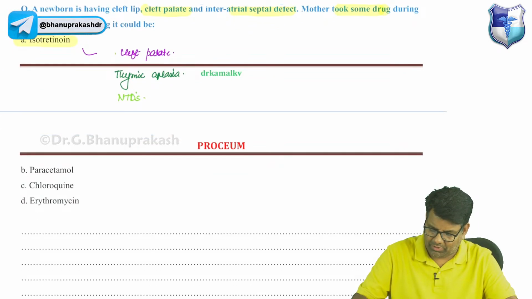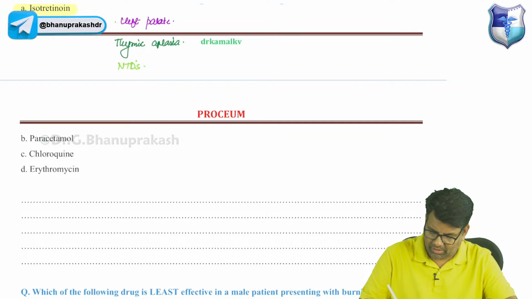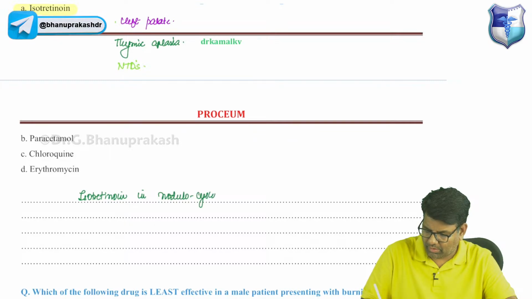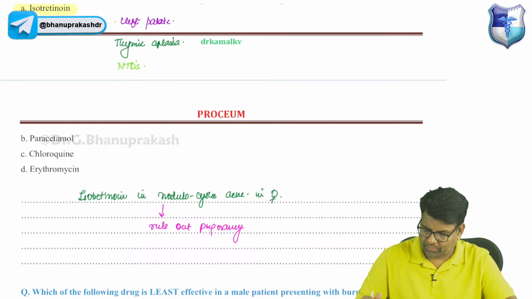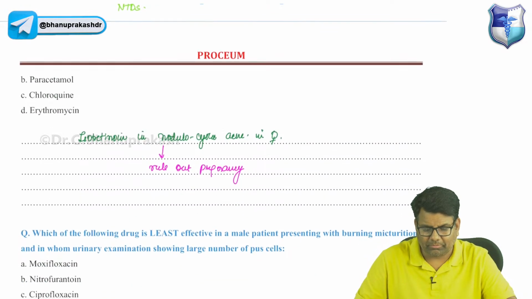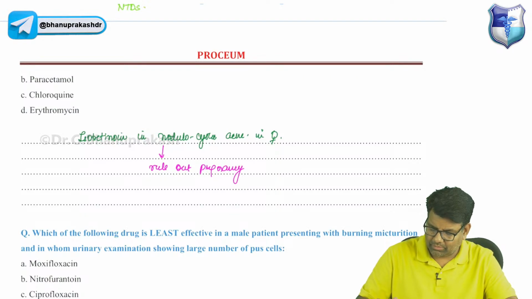Therefore, whenever we are using isotretinoin in nodulocystic acne, always rule out pregnancy. So, always rule out pregnancy. Very important.